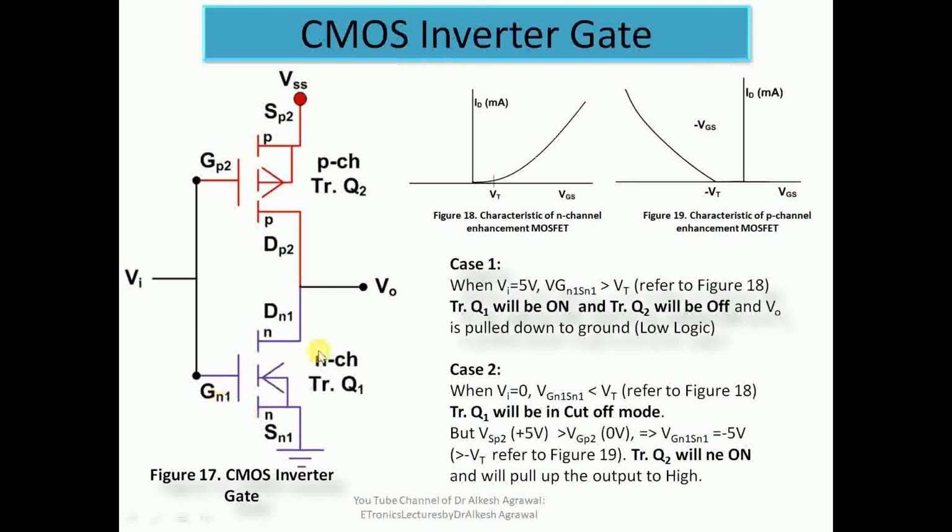So this transistor Q1 will be in off mode, that is for sure. But let us see what happens for the transistor Q2. What we are giving at this point is, the voltage at GP2 is 0, whereas the voltage at SP2 is positive, greater than threshold voltage, that is plus 5 volt if we assume.